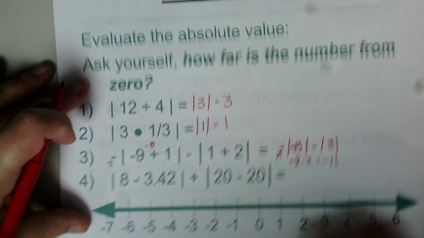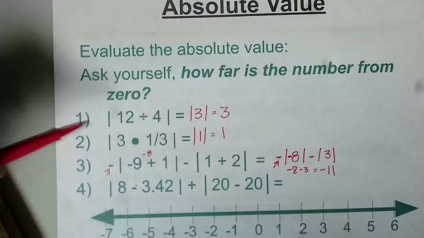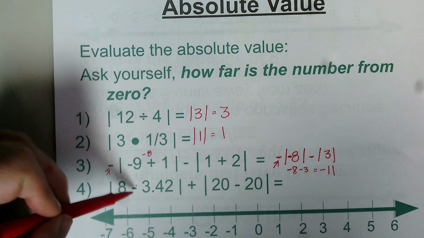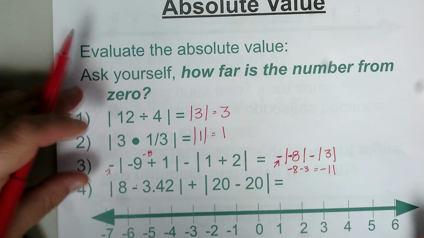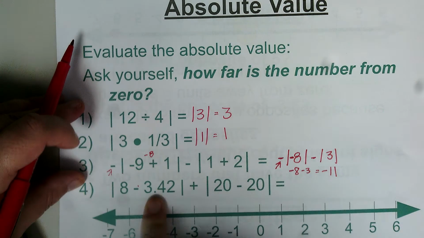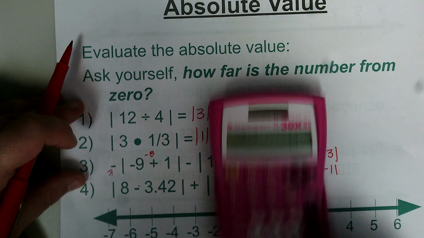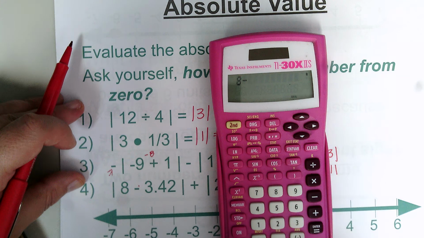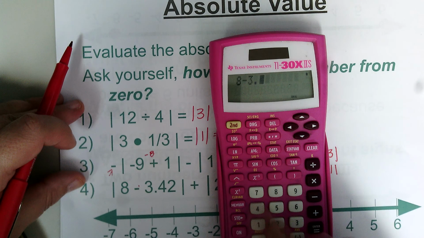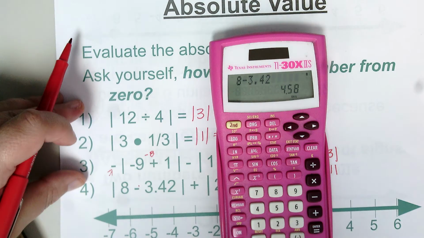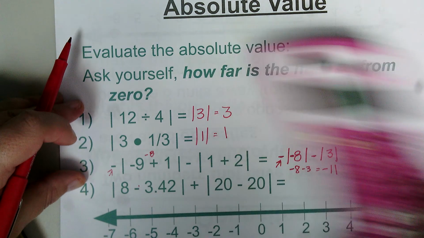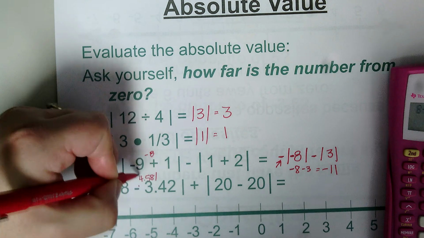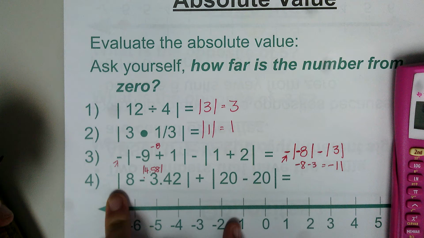All right, last one. This one's a little easier, even though it looks harder. We're going to take the absolute value of 8 minus 3 and 42/100. Well, let's just subtract inside these. So we have 8 minus 3 and 42/100, and that gives us 4 and 58/100. So this is the absolute value of 4 and 58/100. Now there's no negative sign, so we don't have to worry about that.